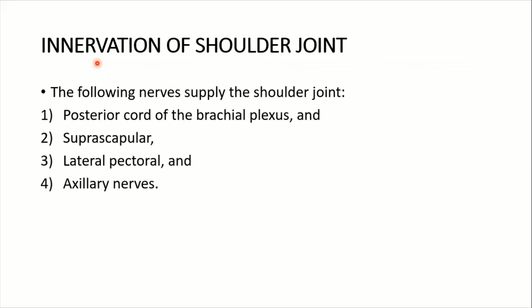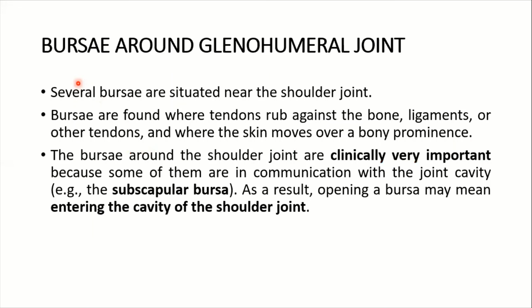And innervation of the shoulder joint. The following nerves supply the shoulder joint: the posterior part of the brachial plexus, and the suprascapular, lateral pectoral, and axillary nerves. So in the last, these are the bursae around the shoulder joint. Very important. Some of the bursae are very important. So, bursae around the glenohumeral or shoulder joint.